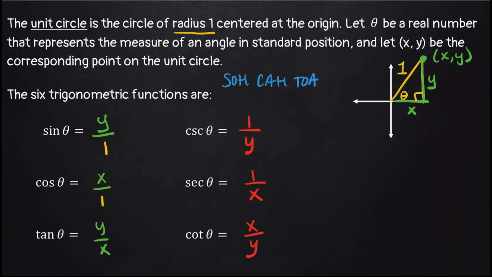So these x's and y's that you see are coming again from our point, which is x comma y, and the x represents, of course, the x coordinate, and the y represents our y coordinate. So we're going to use this information to help us to evaluate the 6 trig functions at any other angle.